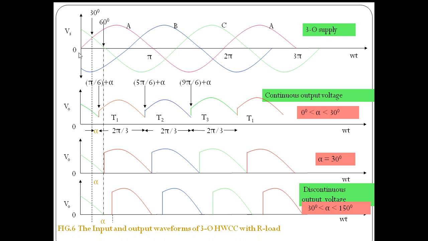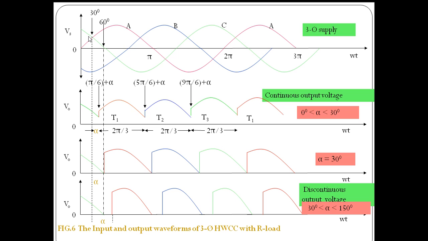Okay, so this is the three-phase supply waveform. This is phase A, the pink, violet colored one. The blue one will be phase B, and the light green one will be phase C. Each phase has a phase difference of 120 degrees, and between B and C again 120 degrees.